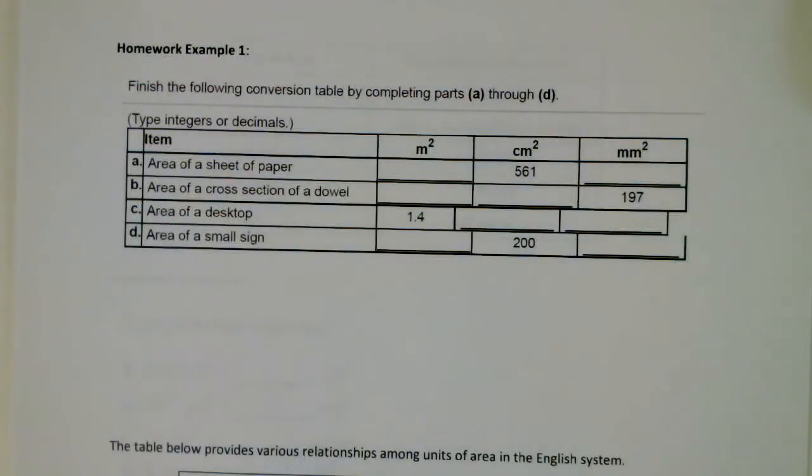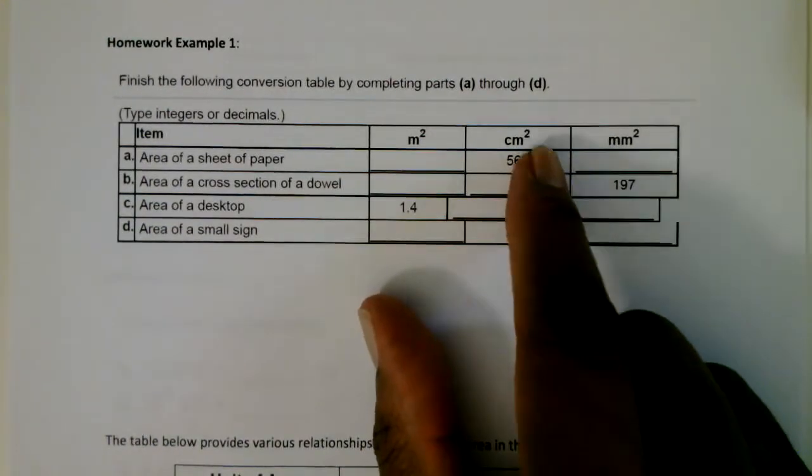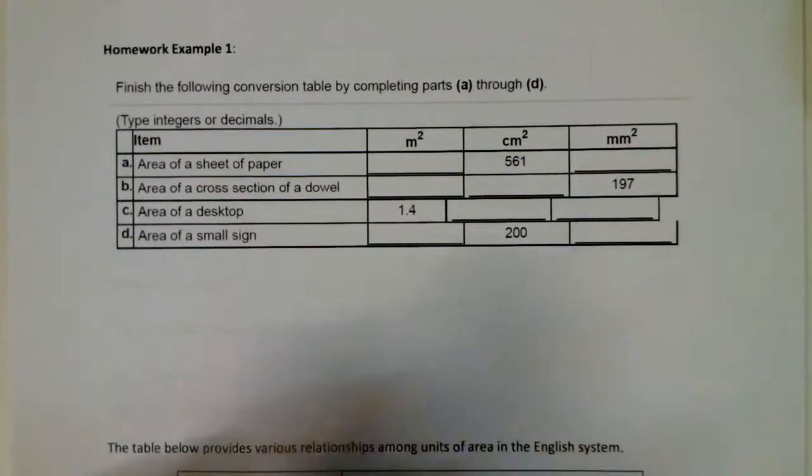All right, now let's look at this first homework example. In this case, we're going to finish the following conversion table by completing parts A through D. Let's deal with an area of a sheet of paper. It's 561 square centimeters, and I want to convert that to square meters and also to square millimeters.